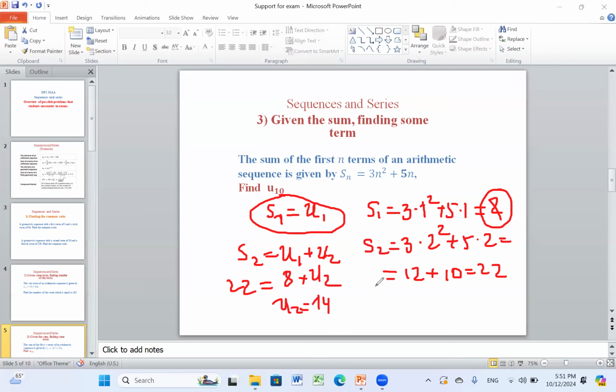So obviously our arithmetic sequence is in the form 8, 14, and so on. We can see the difference here. The difference is obvious. It is 6. 14 minus 8 is 6. So actually U10 is equal, then we know the formula, U1, which is 8, plus 9 times, because we are looking for the 10th term, 10 minus 1, 9 times d, which is 6. So you can calculate it and you can get the answer.